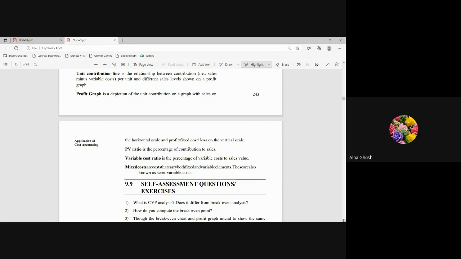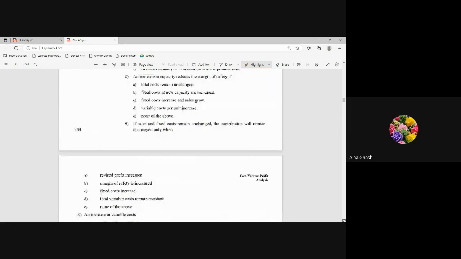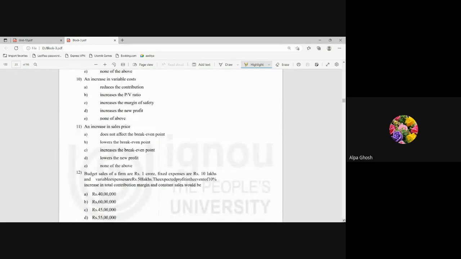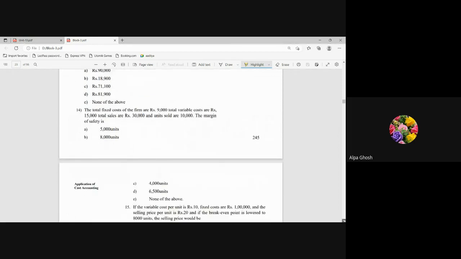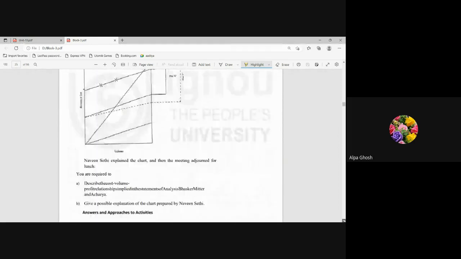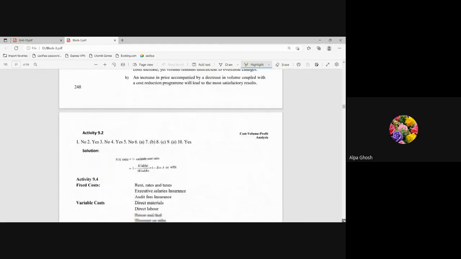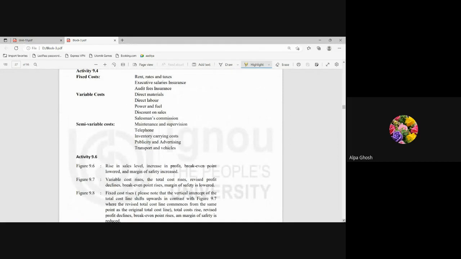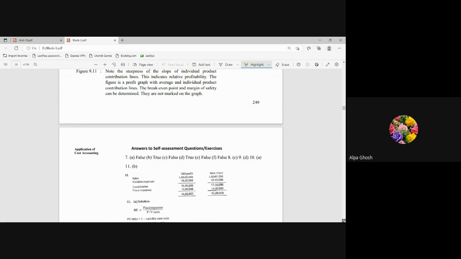Variable cost ratio and mixed cost. Mixed cost, initially it is variable, but later it is fixed. So these are the self-assessment questions. These are all same that we have discussed. Please go through them and go with the questions, basically the practice ones. Not very difficult, but at least how to calculate fixed cost, contribution, sales, variable cost, margin of safety, and break-even with PV ratio. Am I clear?